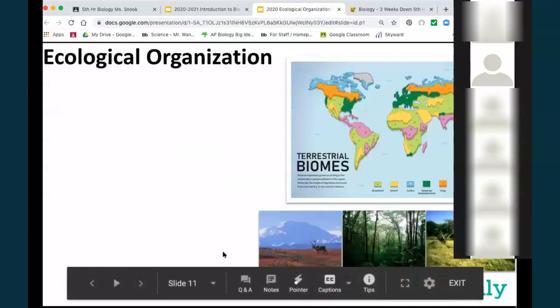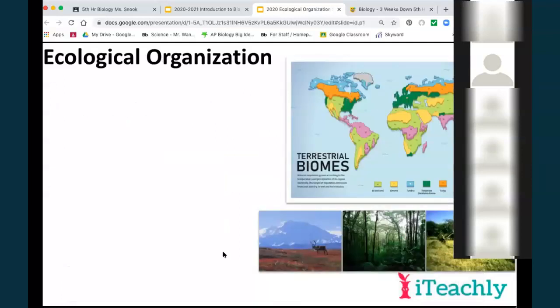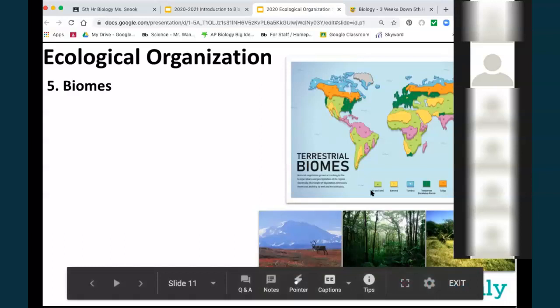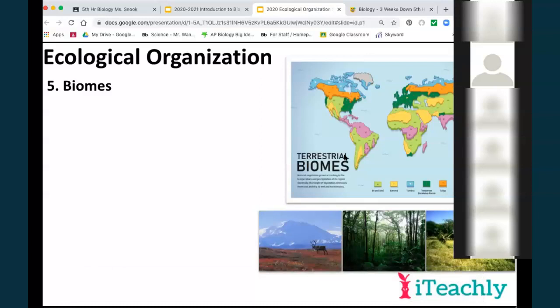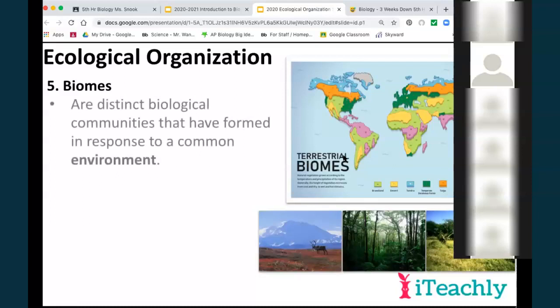Okay. So we've made species into populations, into communities, ecosystems, and now we put a bunch of ecosystems together and we'll have a biome. So across the world, you can see there's lots of different biomes. These are terrestrial, meaning found on land specifically. But there's also water or aquatic biomes. So distinct geographical areas.